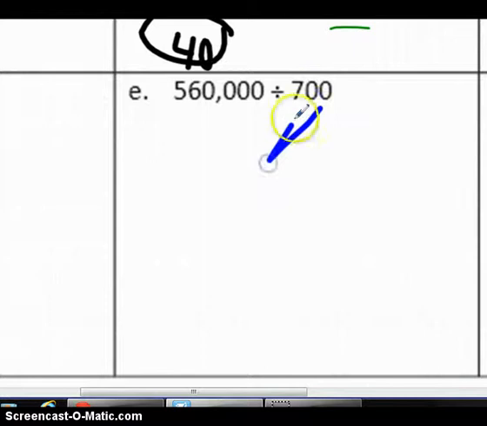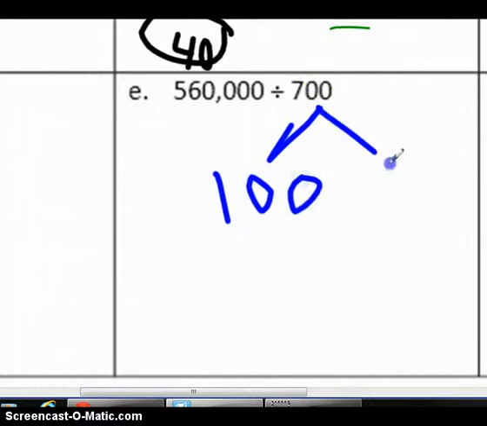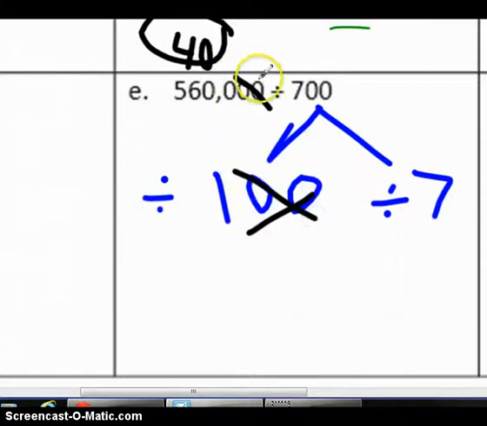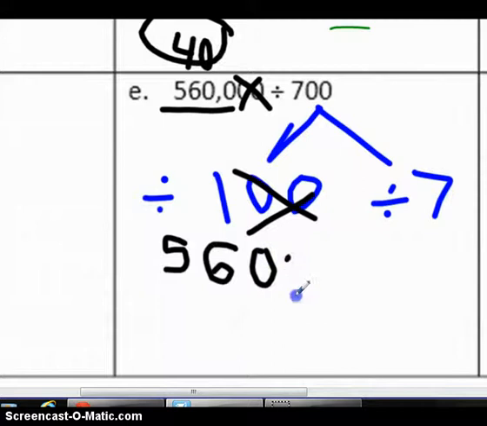Okay, 700, break it down into 100. I get too excited sometimes with this math. Divided by 100, then divided by 7. Because 7 times 100 is 700. Alright? So if you divide by 100, you just cross 2 of the zeros out. And you're left with 5, 6, 0, 0. So 5,600, and then divide by 7.